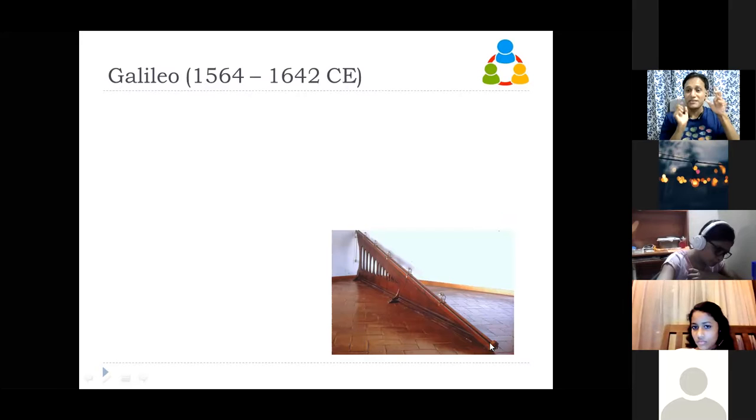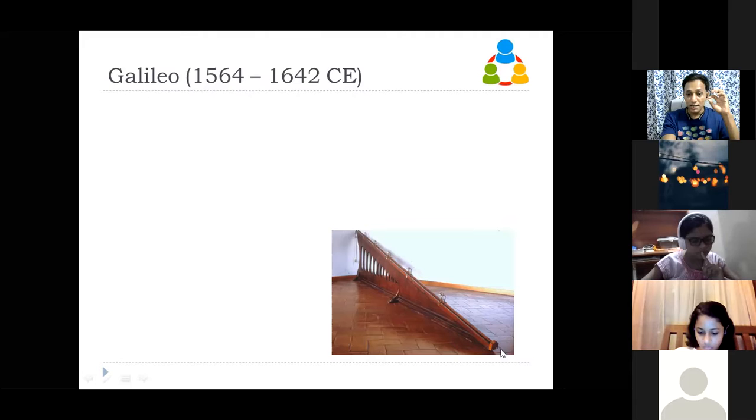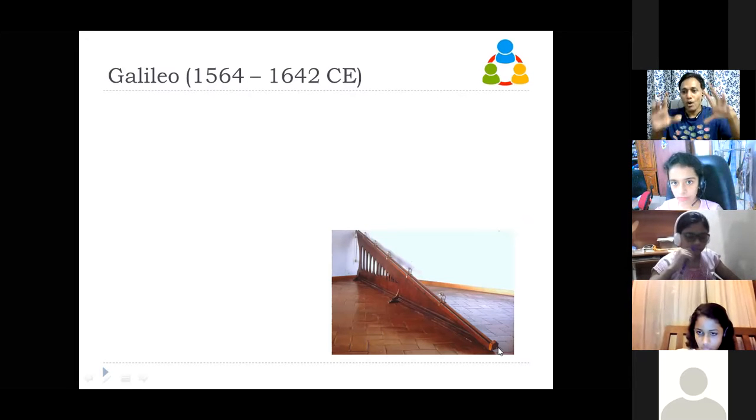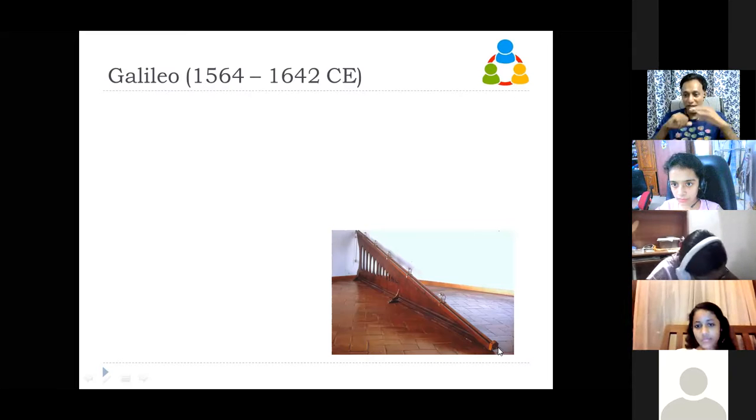He made balls of different mass, and he started dropping them one by one. Drop one ball and see how much time it takes to reach here. Drop another ball from here, see how much time it takes. So with different mass balls, he dropped them from here and measured the time taken. To his surprise, he saw that all reach at the same time, whether it is 1 kg, 2 kg, or 5 kg.